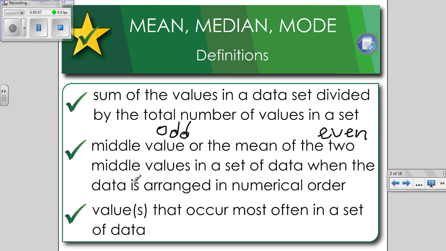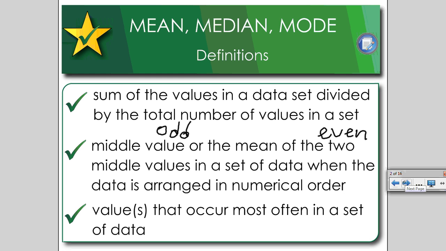when the data is arranged in numerical order. The value that occurs most often in a set of data is the mode. So if you have four 3s in a set of data and you don't have any other number that has four of them, then that will be your mode.